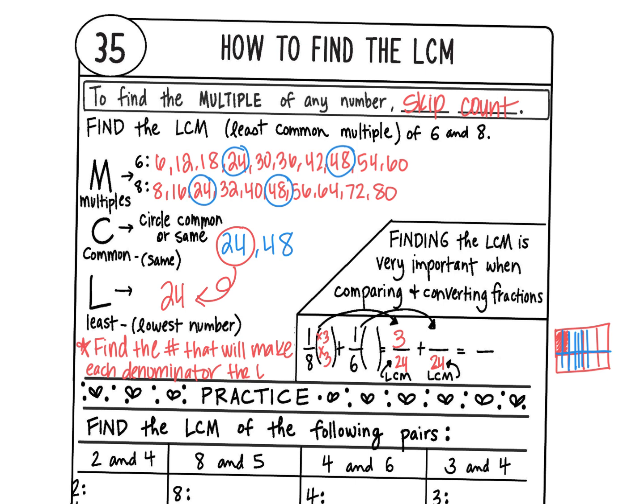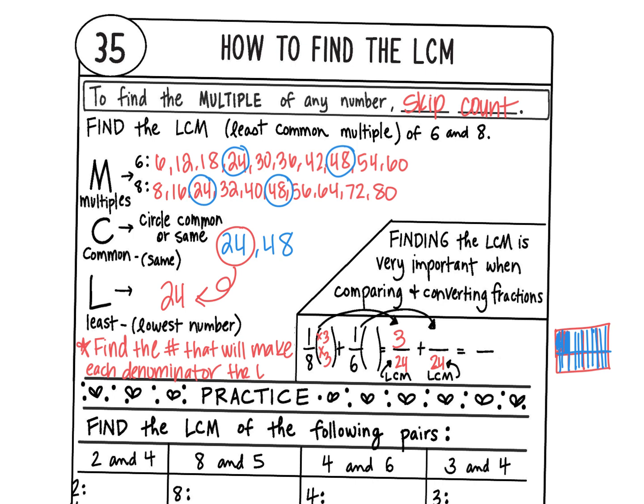I need 6. Hold on. No, 1, 2, 3, 4, 5, 6, 7, 8, 9, 10, 11, 12. Okay. So there's 24 teeny tiny little pieces. If I shaded 3 of those 24 pieces, notice it's the same amount as 1/8. So that's what we're showing is equivalency. 1/8 is the same as 3/24.